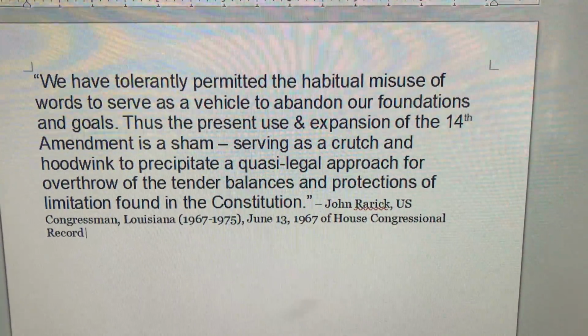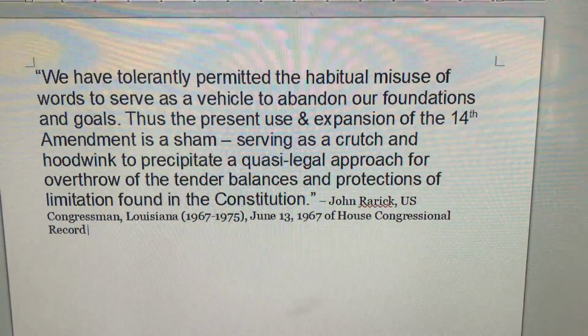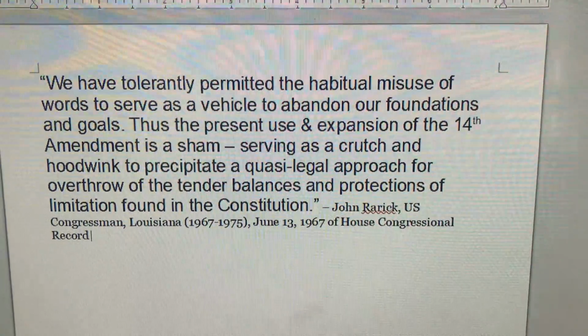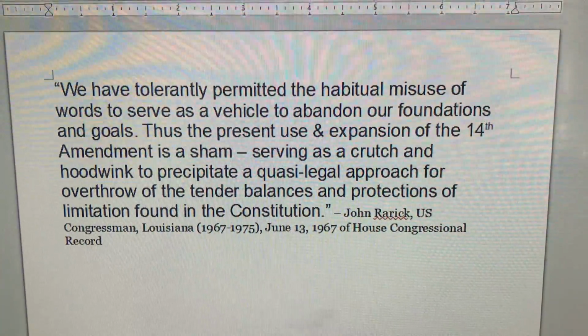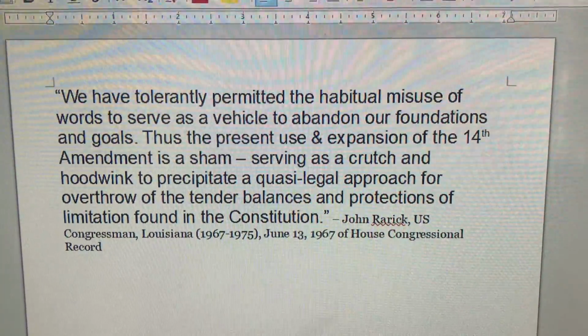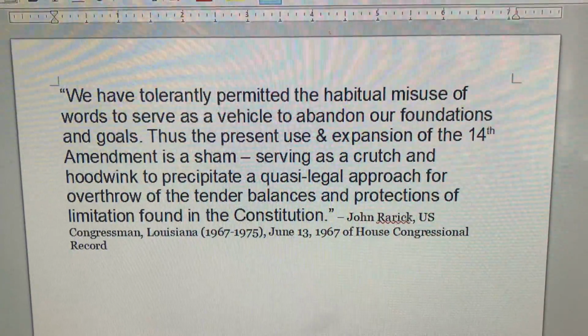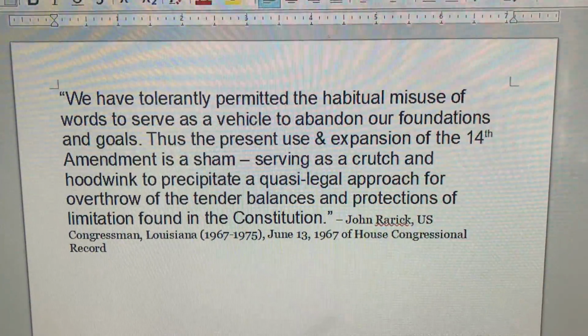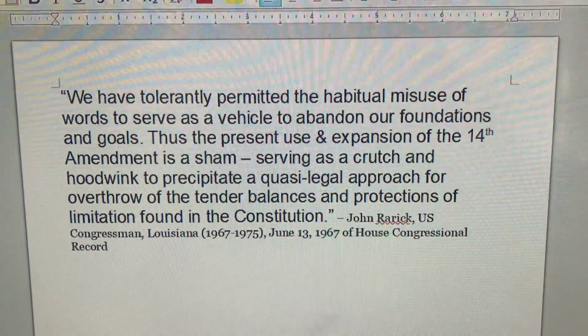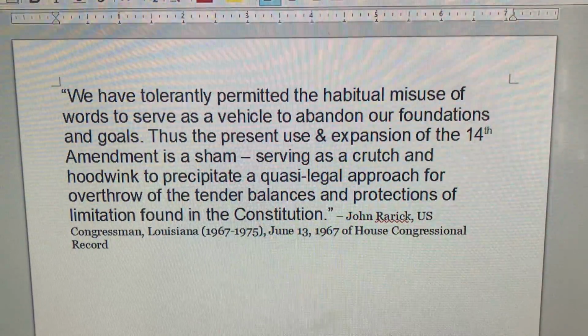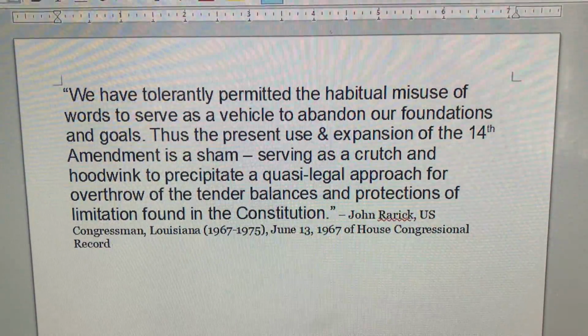Hello again. I just want to make a short video to really emphasize a point. How does a government increase its power when it's limited by a constitutional charter that was its incorporating document?